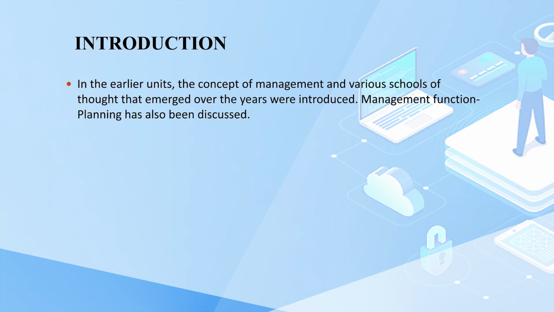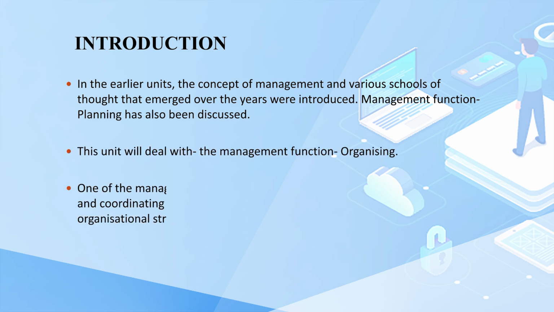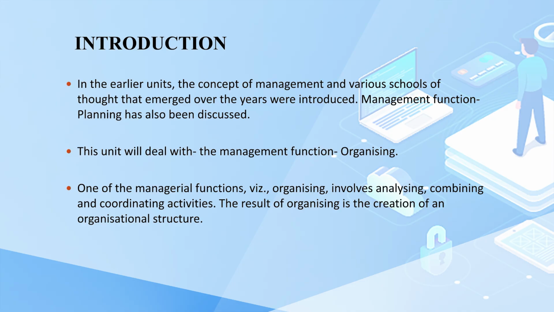In the earlier unit, the concept of management and the various schools of library thought that emerged over the years were introduced. The management function of planning was also discussed under Unit 6. This unit will deal with the management function of organizing. One of the managerial functions, namely organizing, involves analyzing, combining, and coordinating activities. The result of organizing is the creation of an organizational structure.